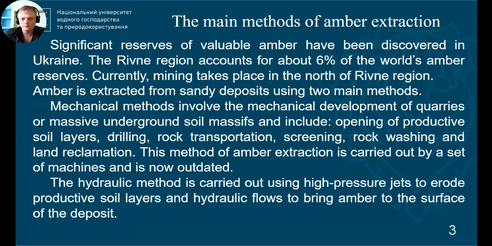Mechanical methods involve the mechanical development of quarries or massive underground soil massifs and include the following: opening of production soil layers, drilling, rock transportation, screening, and land reclamation. This method of amber extraction is carried out by a set of machines and is now outdated. The hydraulic method is carried out using high-pressure jets to erode productive soil layers and hydraulic flows to bring amber to the surface of the deposit.